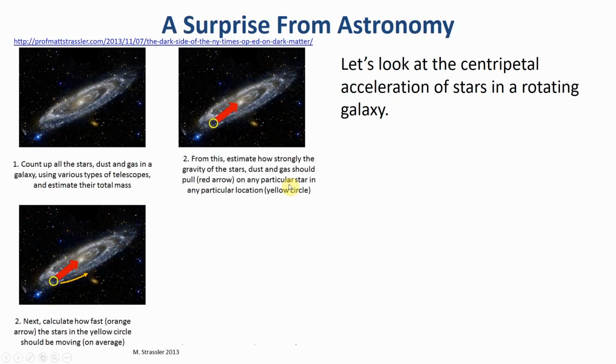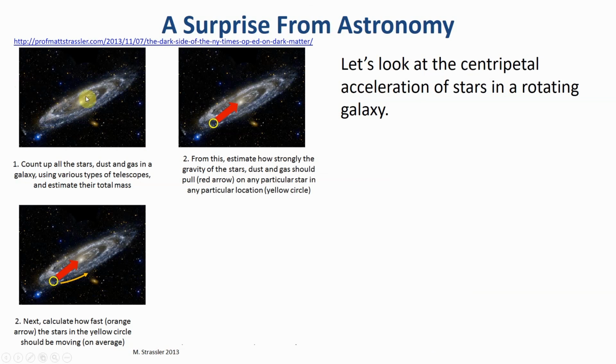Now, one more surprise from astronomy. Let's now think about the stars that are going around in our galaxy. Our galaxy is very much rotating. Nothing had a zero amount of rotation or angular momentum, like we'll talk about in a few weeks.